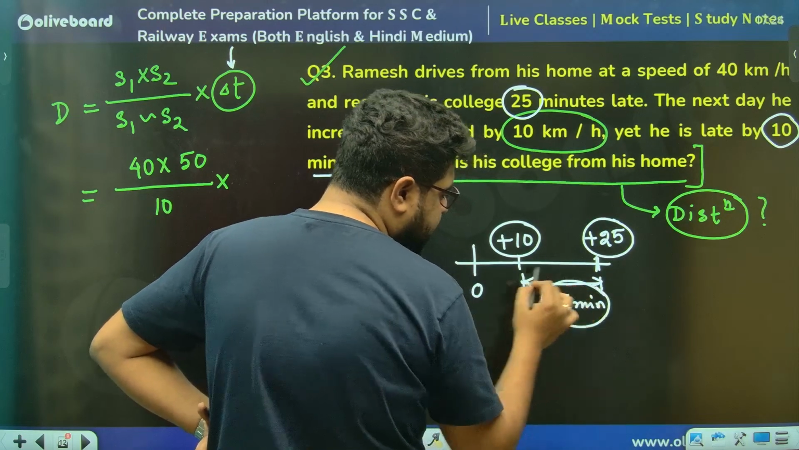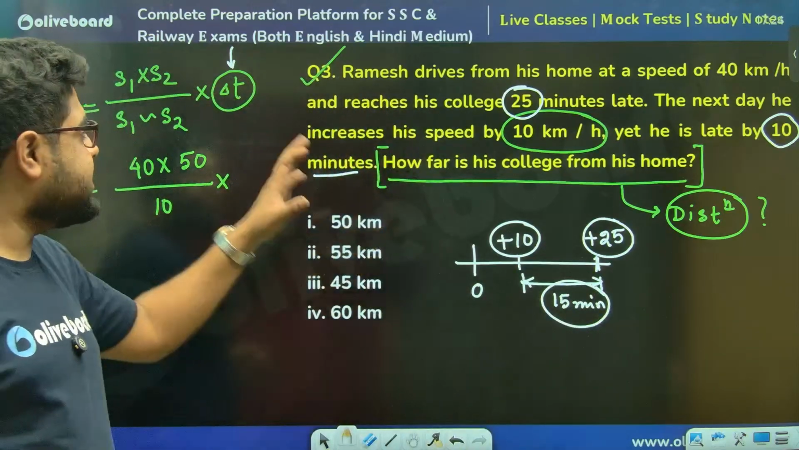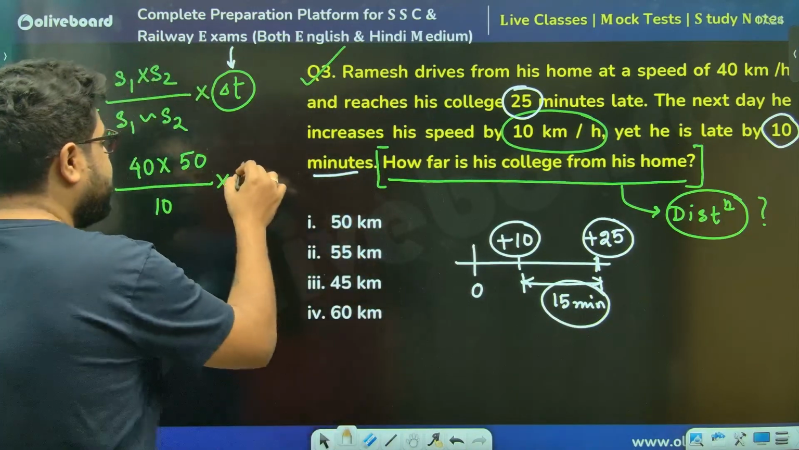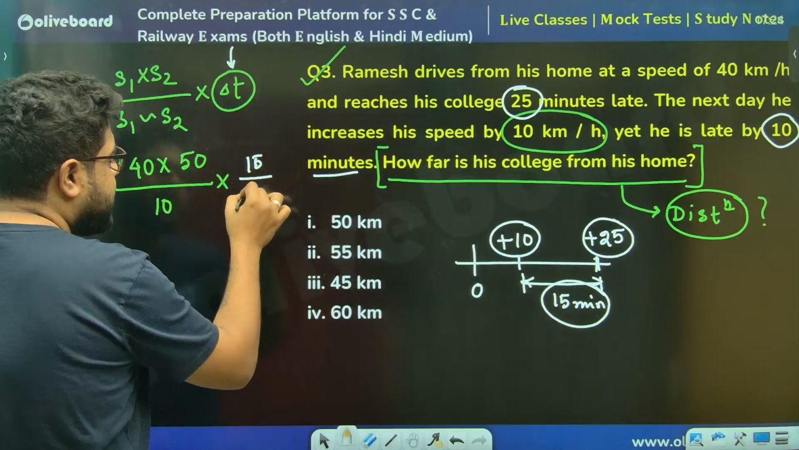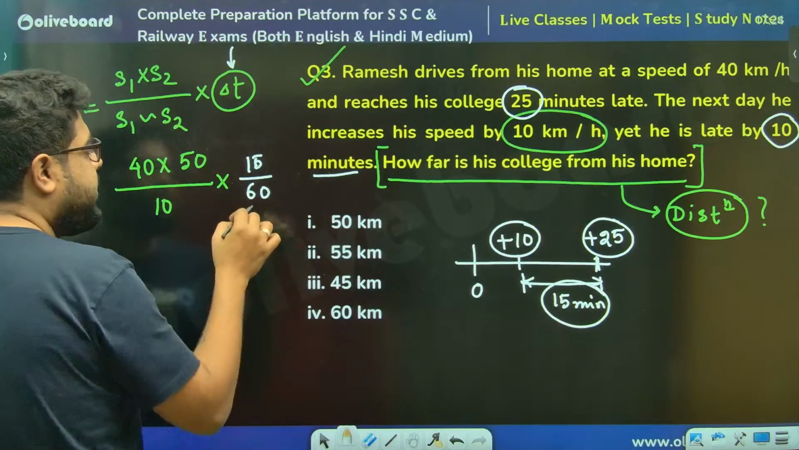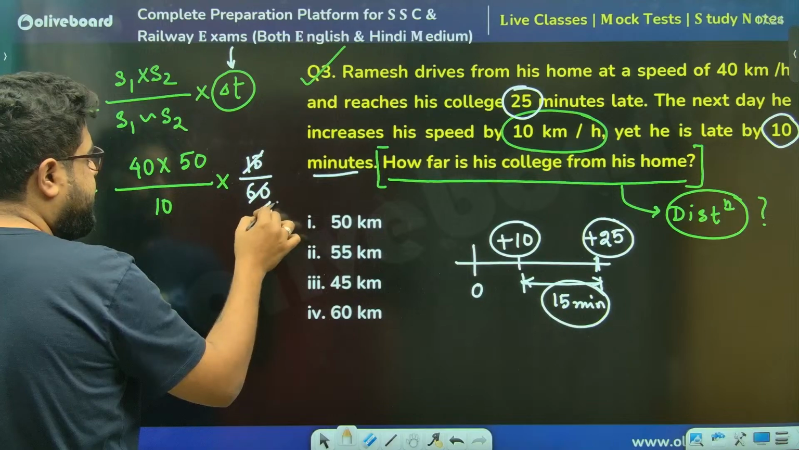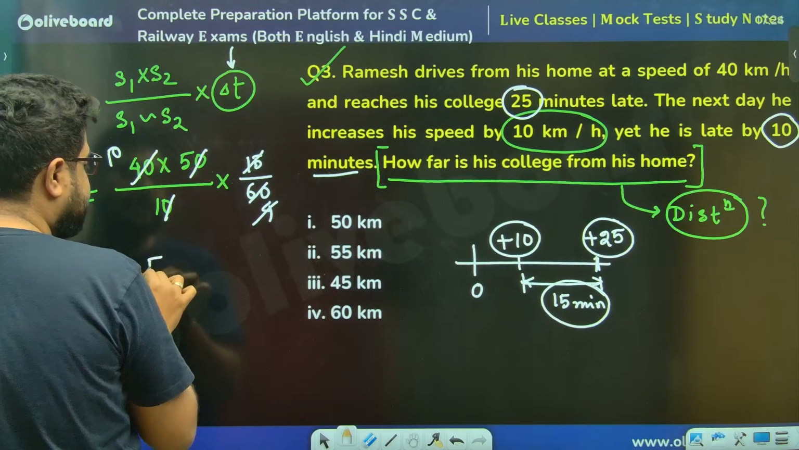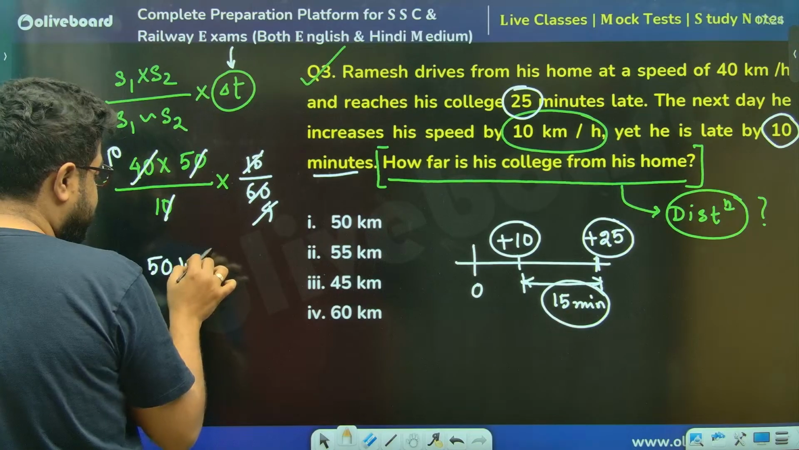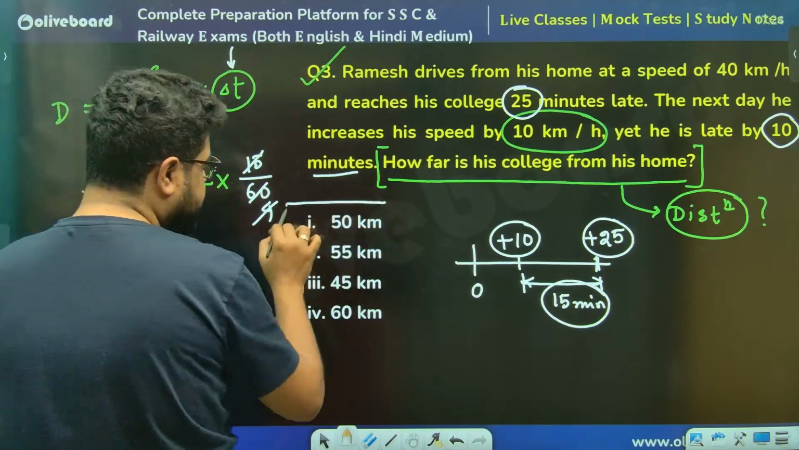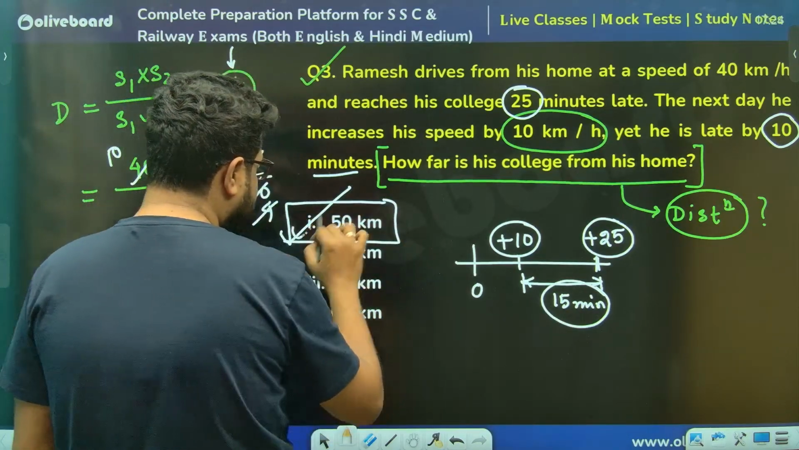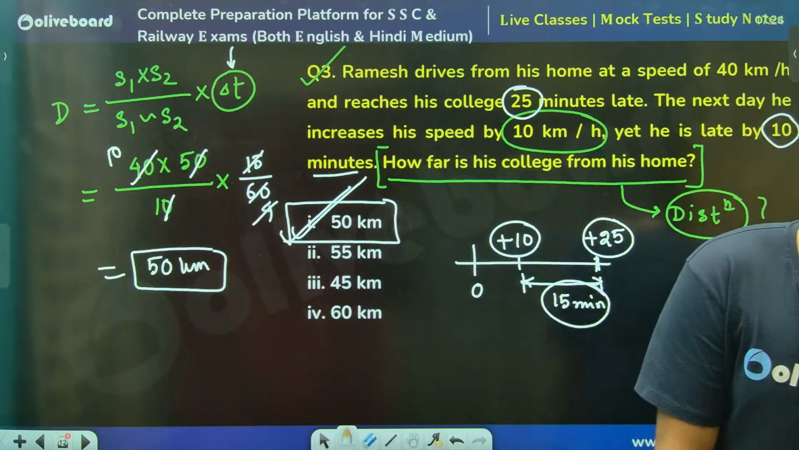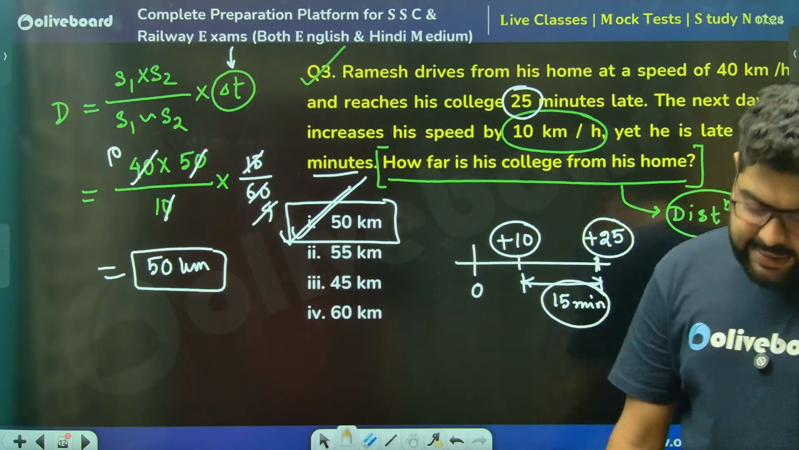But again, I cannot keep this in minutes because everything here is kilometer per hour, sir. So I just need to convert minutes to hours. Done, sir. The answer is 50 kilometers. The answer here is option 1, 50 kilometers. So Reena was correct. Maybe there was a small mistake. Yes, 50.